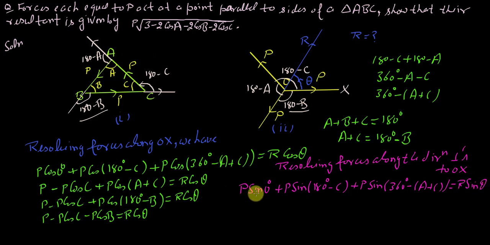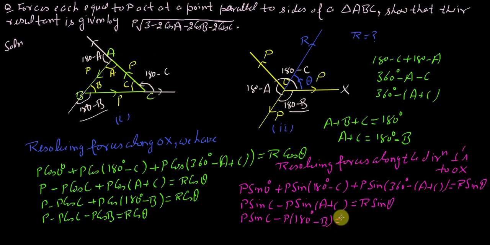Fine. So sine 0 is 0, and sine 180 minus C is sine C, so P sine C, and sine 360 minus theta is minus sine theta. So this will be minus P sine A plus C, which will be equal to R sine theta. Now using again the same, A plus C is 180 minus B. So this will be P sine C minus P sine 180 minus B is equal to R sine theta.